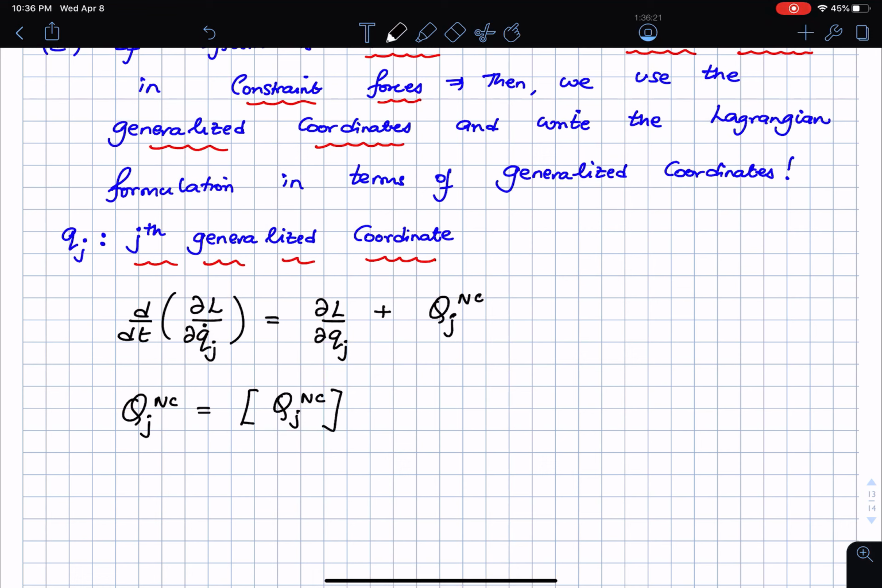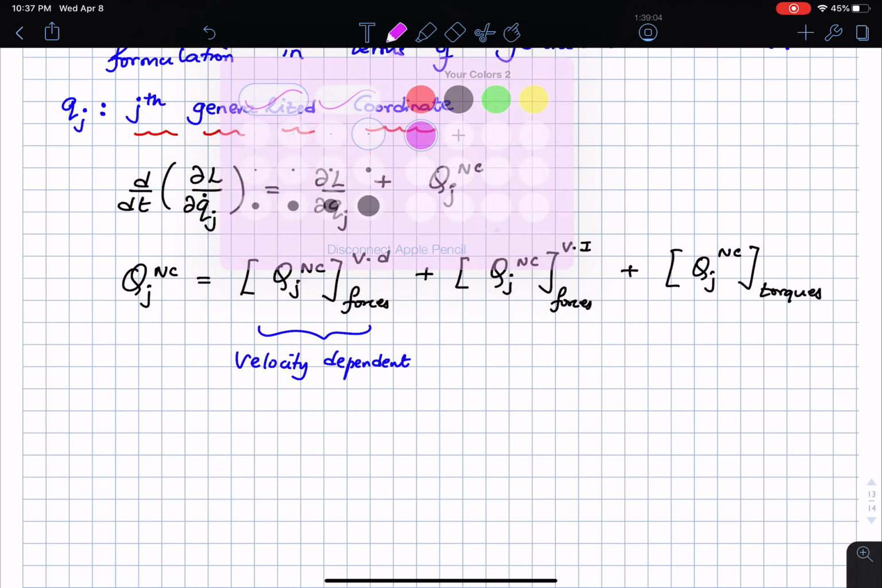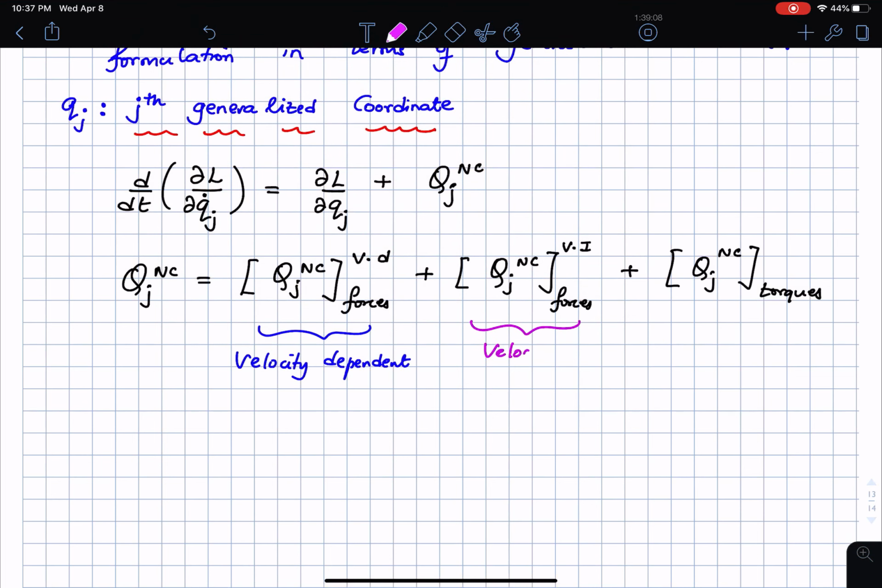Typically Qj nc can be broken into Qj nc for forces that are velocity dependent. Then you might have forces that are velocity independent, and you might also have torques. This is velocity dependent, this is velocity independent, and this is for torques, for any applied torque.